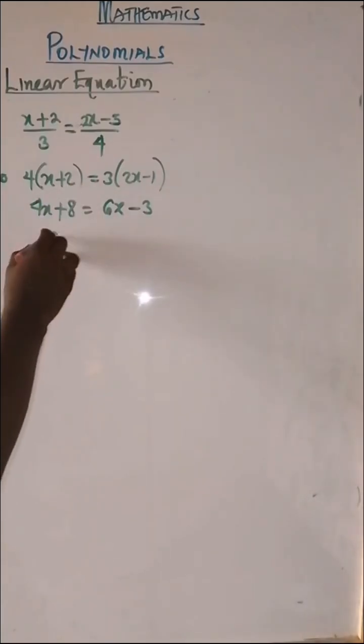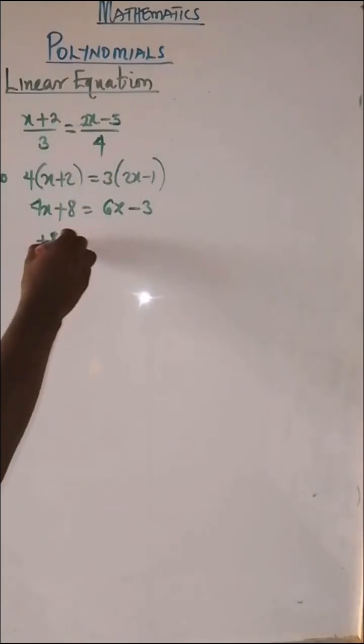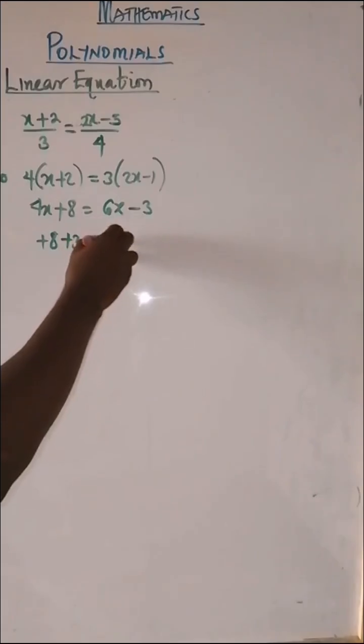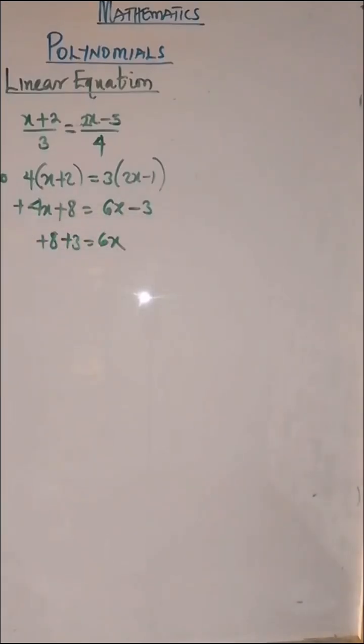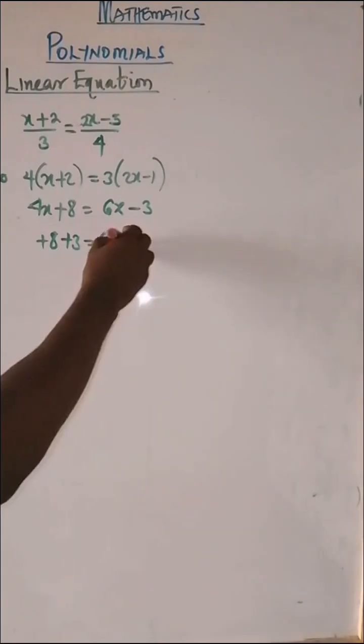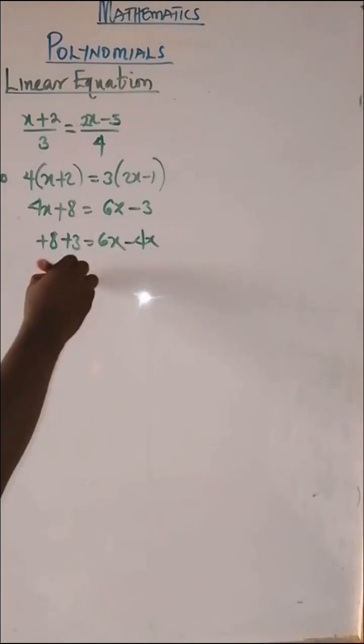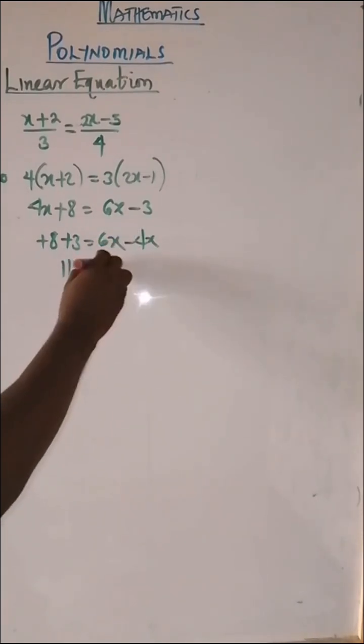So this 8 remains with this plus. This minus 3 comes and becomes plus 3. This 6x remains. This 4 has originally plus behind it. I told you, whenever the sign is not written, it is plus. So when I bring it here, it becomes minus 4x. So from here, we have 11 equals to 6x minus 4x is definitely 2x.